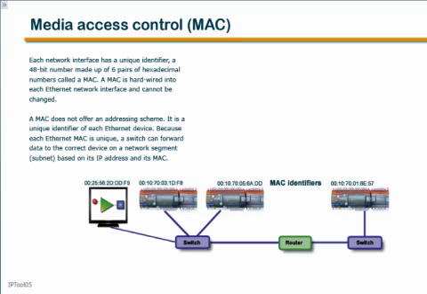Each network interface has a unique identifier, a 48-bit number made up of 6 pairs of hexadecimal numbers called a MAC. A MAC is hardwired into each Ethernet network interface and cannot be changed. A MAC does not offer an addressing scheme. It is a unique identifier of each Ethernet device. Because each Ethernet MAC is unique, a switch can forward data to the correct device on a network segment, subnet, based on its IP address and its MAC.